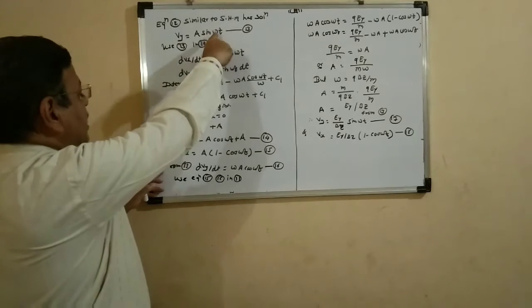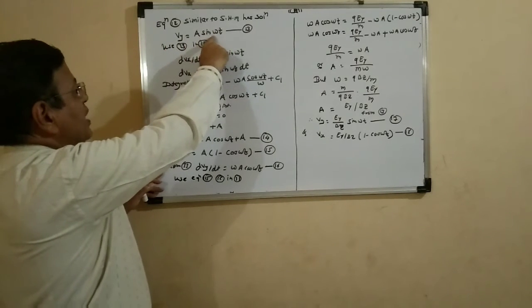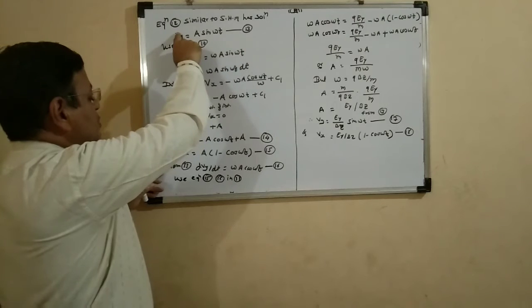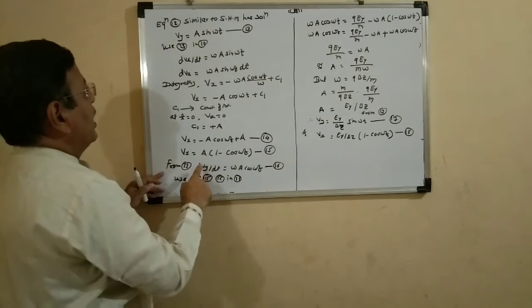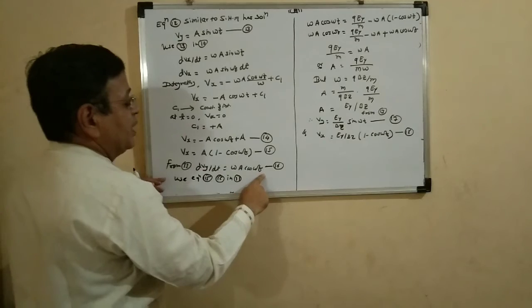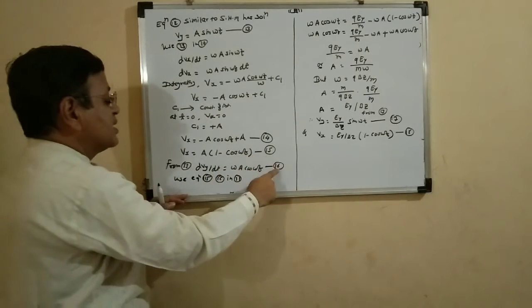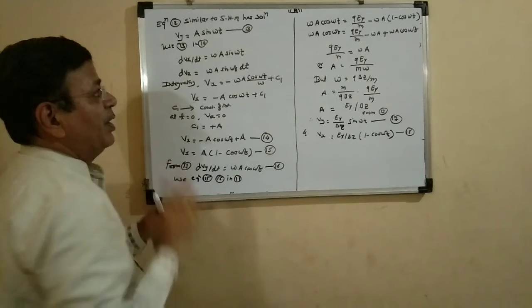From equation 13, we have vy is equal to a sin omega t. Differentiate this with respect to t. We get dvy by dt is equal to omega a cos of omega t, call this 16. Now we have to use equations 15 and 16 in equation number 11.